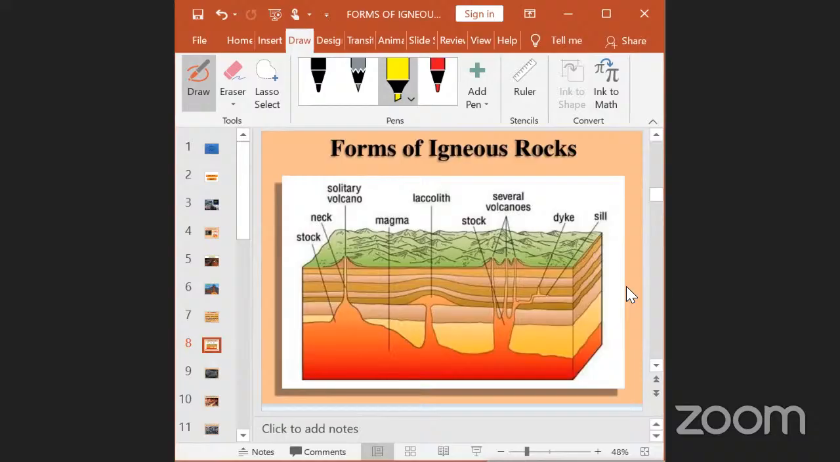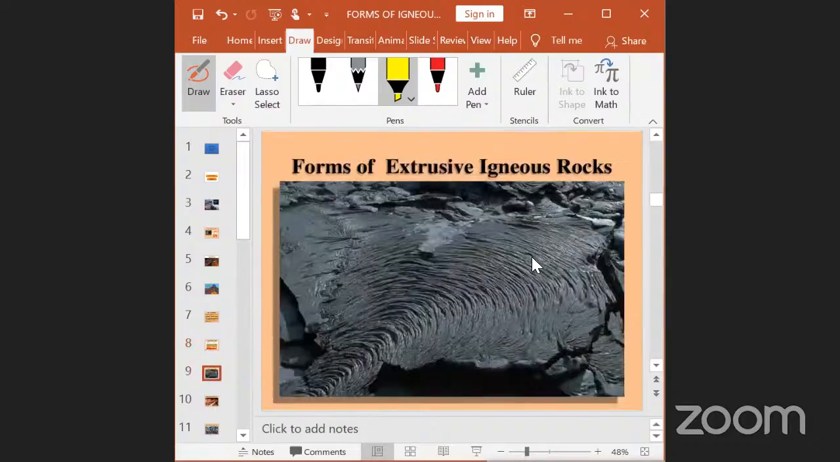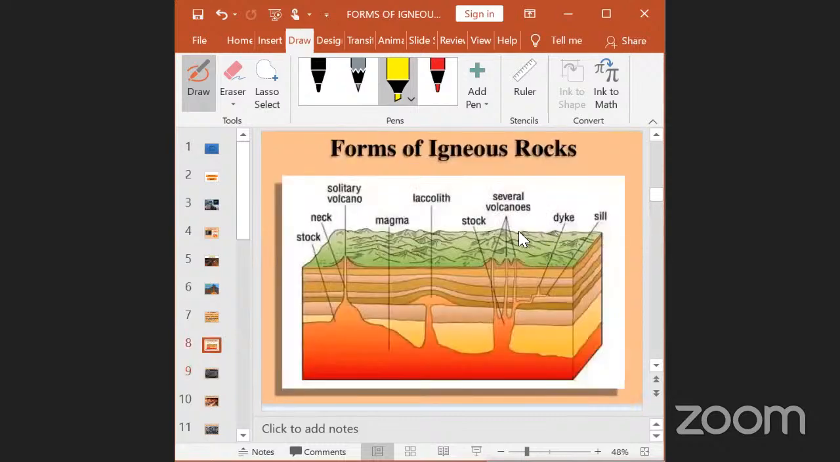Smaller fragments, what are the smallest fragments? Those are called lapilli or cinders, right? Lapilli or cinders. Fragments still smaller in size are called volcanic sand, volcanic dust, and also volcanic ash, right?